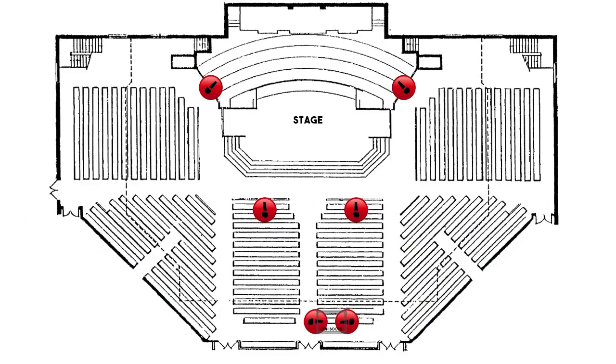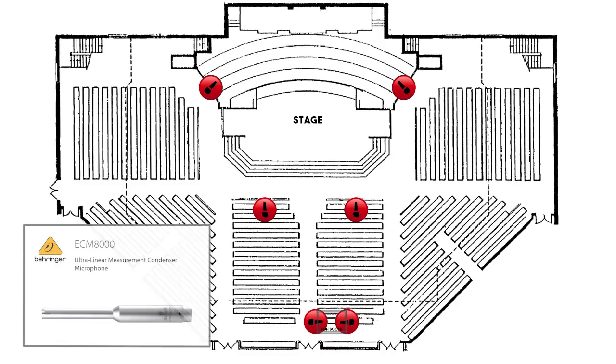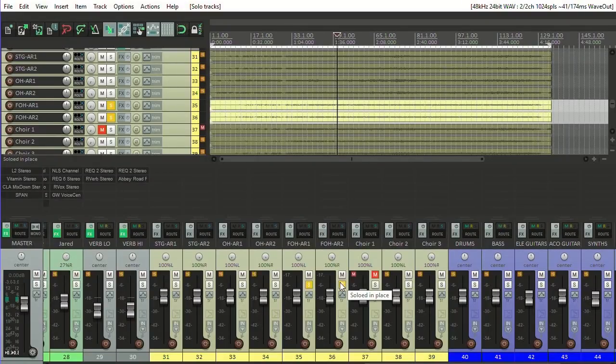Next, I've got a pair of mics at the front of house sound booth. Right now I'm using a pair of Behringer omnidirectional measurement microphones, the ECM8000. I used it mainly because it was the only pair of omnidirectional mics I had to try out. I was actually pleasantly surprised with what they added to the sound.